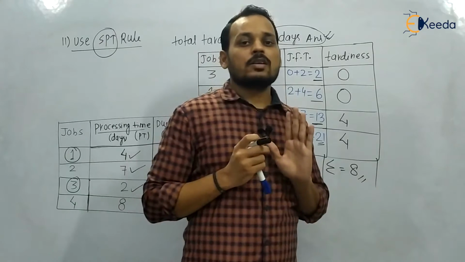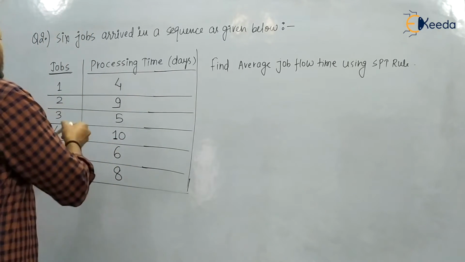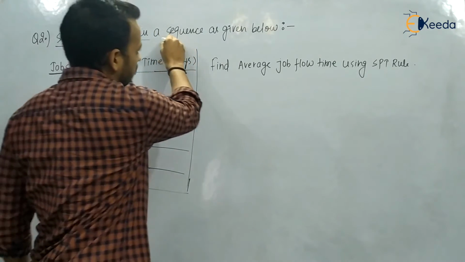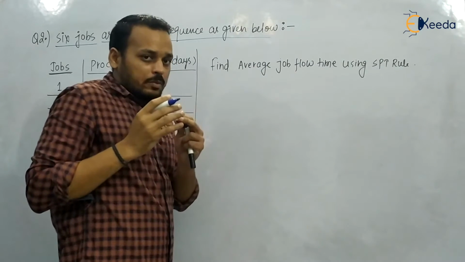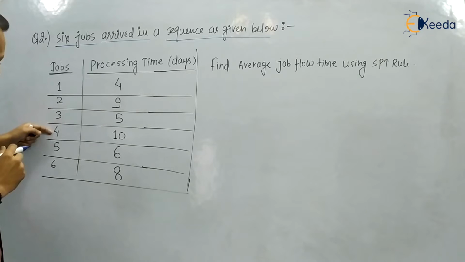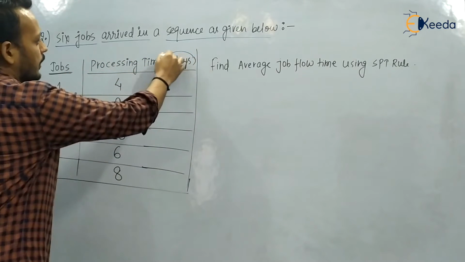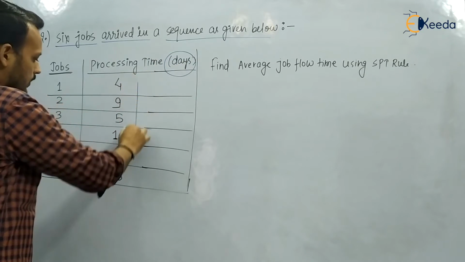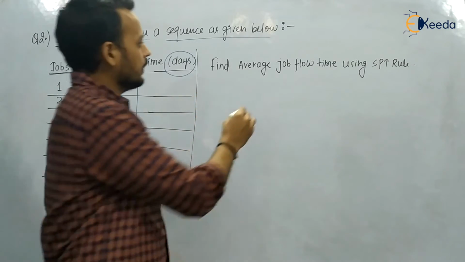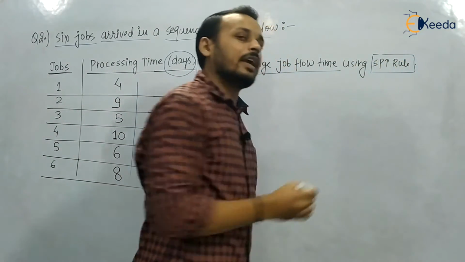Now we will take our second question. The second question said that 6 jobs arrived in a sequence as given below. So we have now 6 jobs and they arrive in this sequence 1, 2, 3, 4, 5 and 6, and the processing time in days of each of the 6 jobs is given. So what it is saying, find average job flow time using SPT rule again.